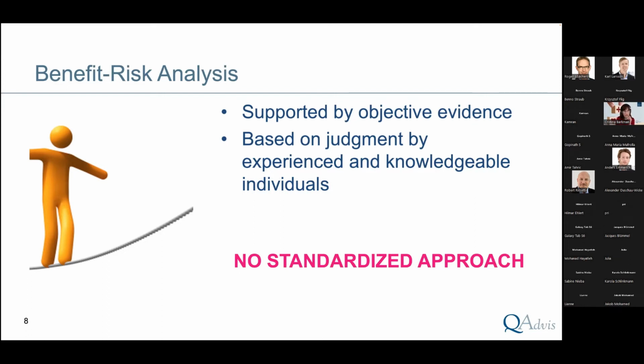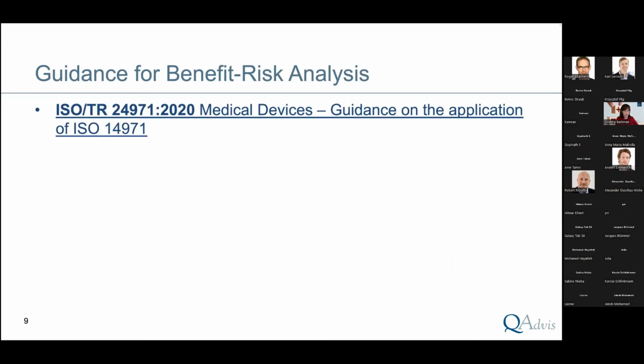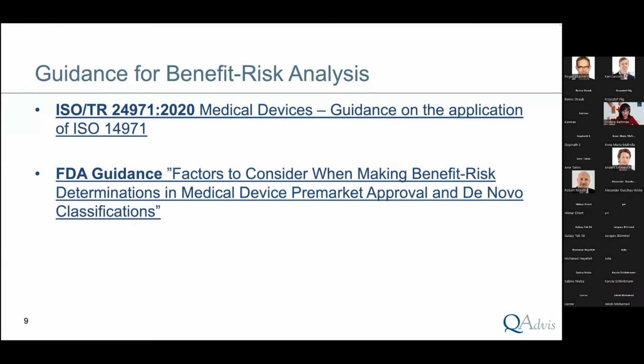So from my experience, I found guidance for benefit-risk analysis in 3 places. This is good for you to know. One of the places is, of course, the technical report, ISO TR 24971, the latest one, medical devices guidance on the application of ISO 14971. You will find there chapter 7.4, which provides some guidance on benefit-risk analysis.